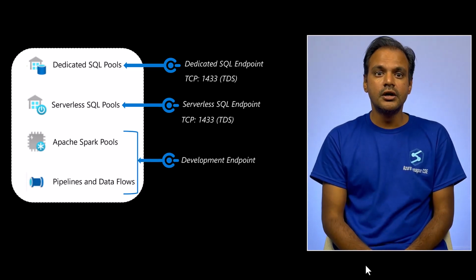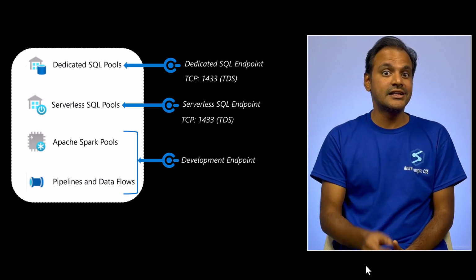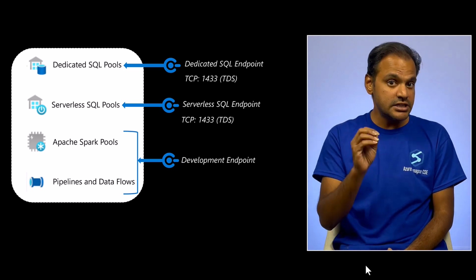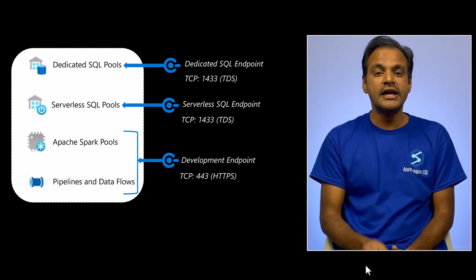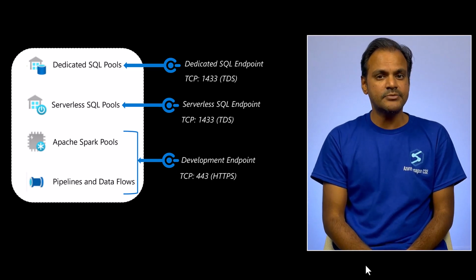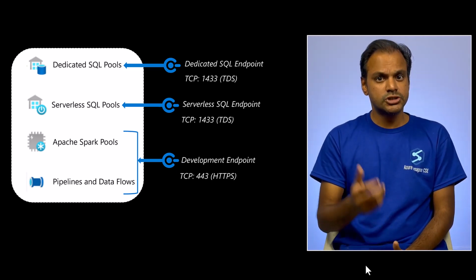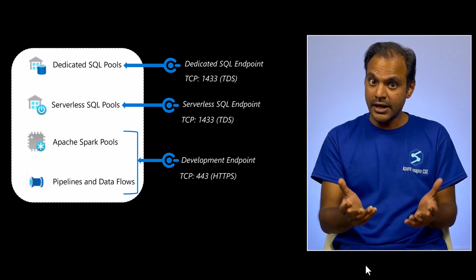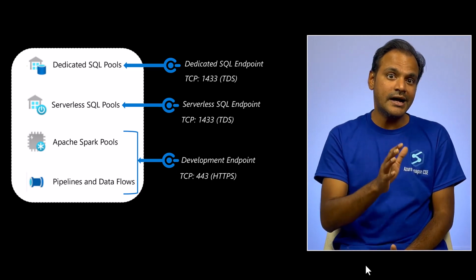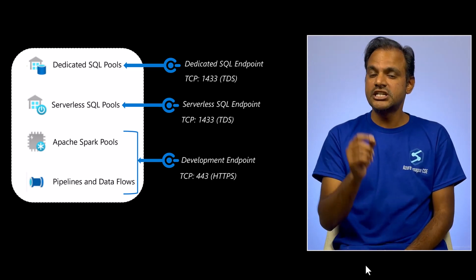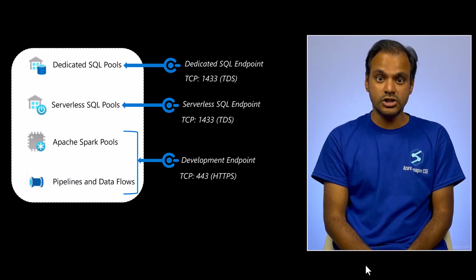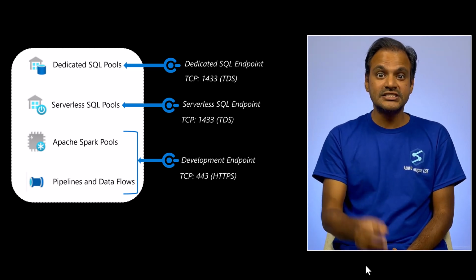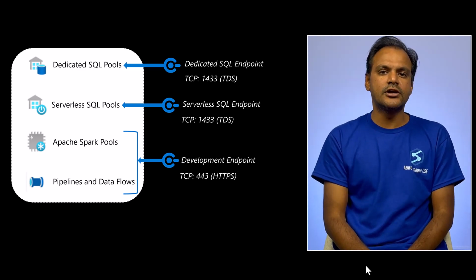A development endpoint provides access to the Apache Spark pools and the Synapse pipelines within the Synapse workspace. This endpoint accepts connections on TCP port 443, which is the standard port for HTTPS traffic. You can use our Synapse .NET SDKs or any REST API client to connect to this endpoint and submit Spark jobs, create and run Synapse pipelines programmatically, and perform other management and data plane operations on your Synapse workspace programmatically. So, if you want to secure your incoming connections to your Synapse workspace, all you need to do is secure these three workspace endpoints. Let's see how we can do that.